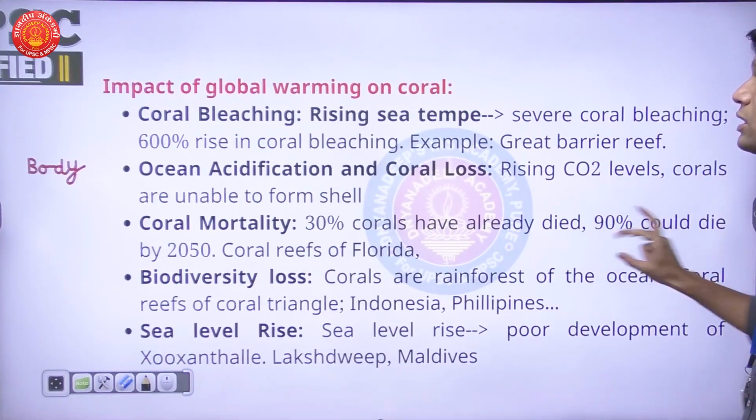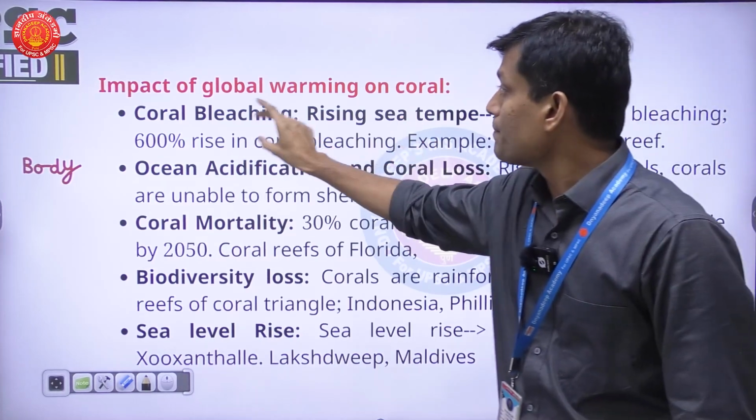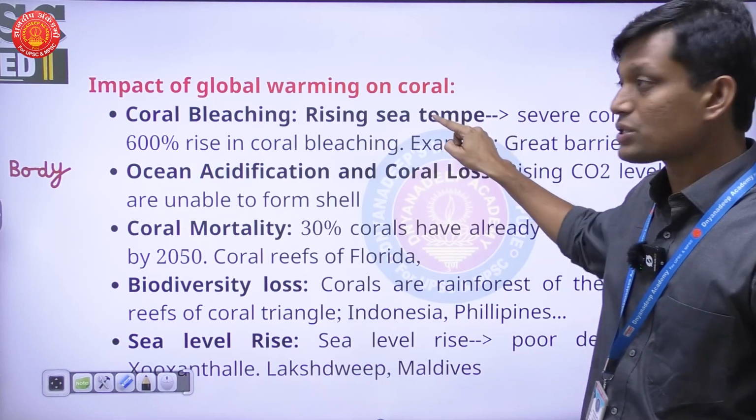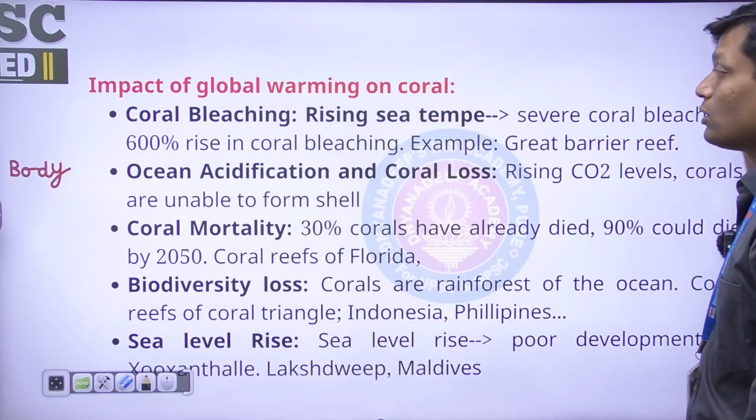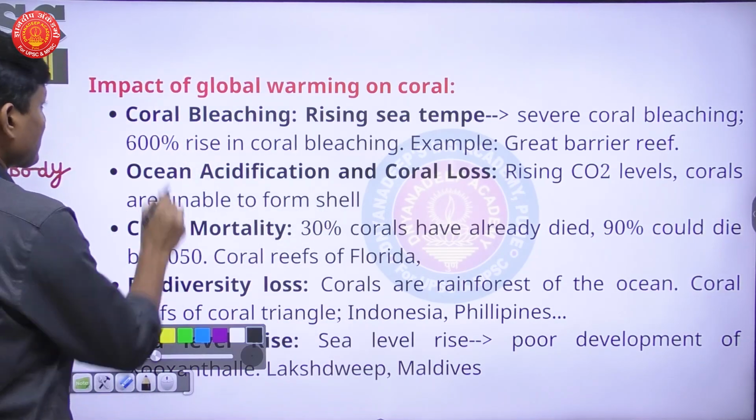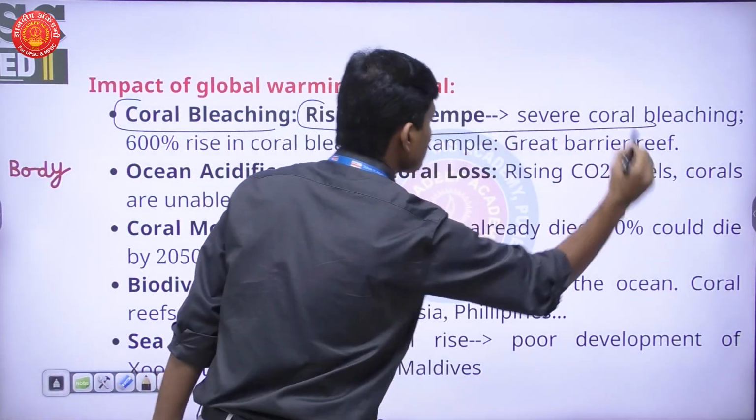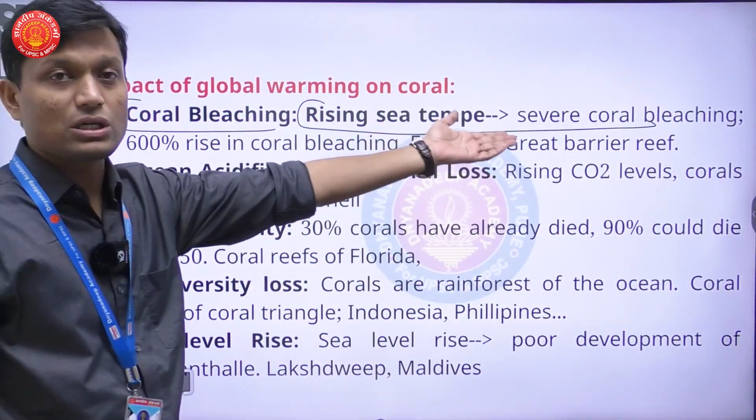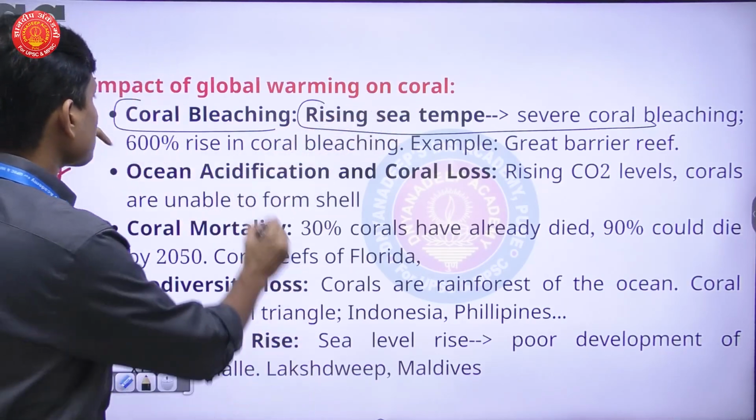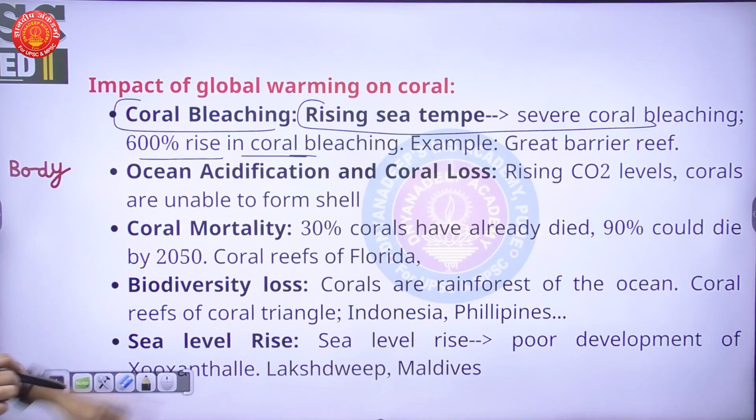Moving on to body. Now, when it comes to body, I have impact, right? So first impact is coral bleaching. As a result of rising temperature, I am having severe coral bleaching. Now what do I mean? Dimension, argument and example. So coral bleaching is a dimension. This is the argument: severe coral bleaching is there as a result of rising sea temperatures, and I am substantiating this argument with the help of an example. So that is how you are supposed to approach.